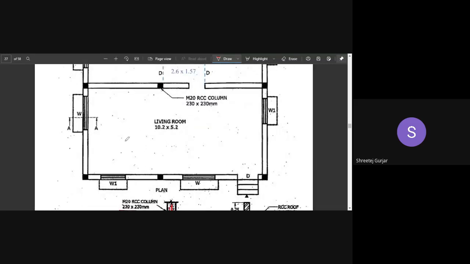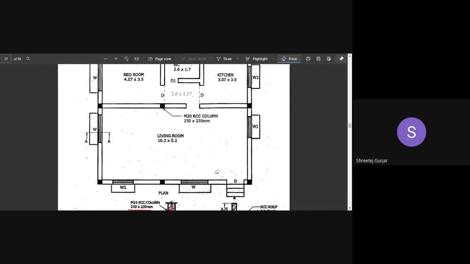A big living room is provided. It is 10.2 meters in length, and the breadth of your living room is 5.2 meters. So let us look into the number of doors and windows.